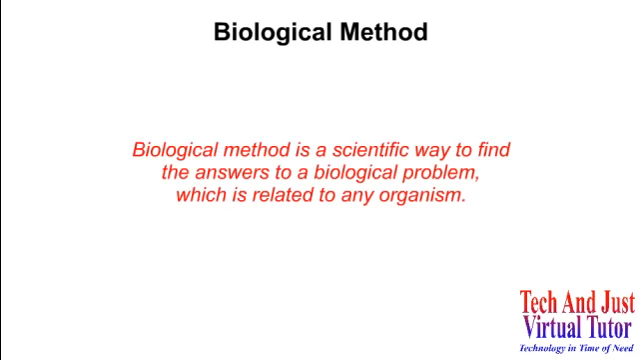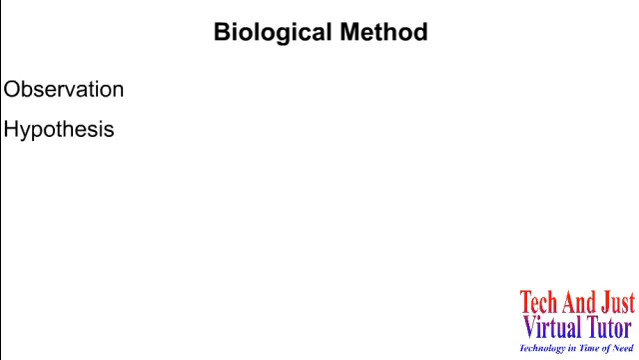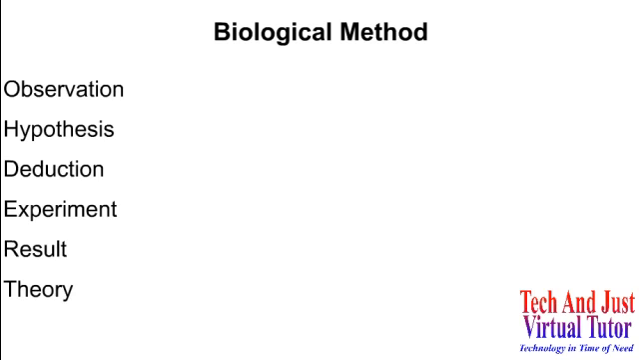Biological method is a scientific way to find the answer to a biological problem which is related to any organism. The steps used in the system of biological method are observation, hypothesis, deduction, experiment, result, and theory.